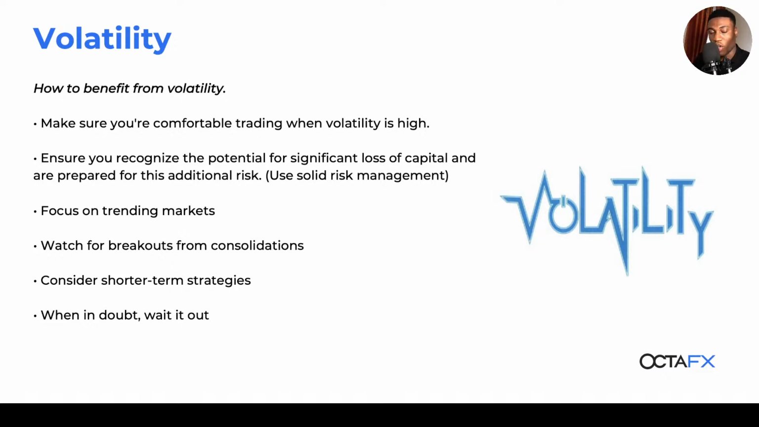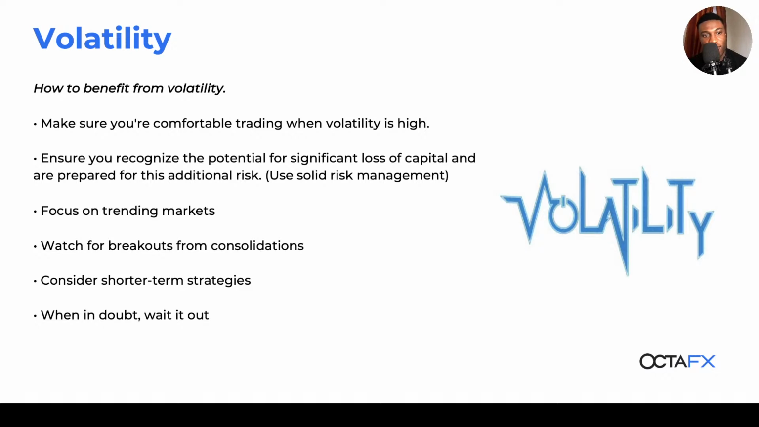The third step is to focus on trending markets, right? You need to focus on trending markets if you want to benefit from volatility. So a trending market is a market that is moving in a direction, right? It could be trending upwards, it could be trending downwards. So you want to focus on trending markets. On the higher time frame, the trend is your friend until it bends.